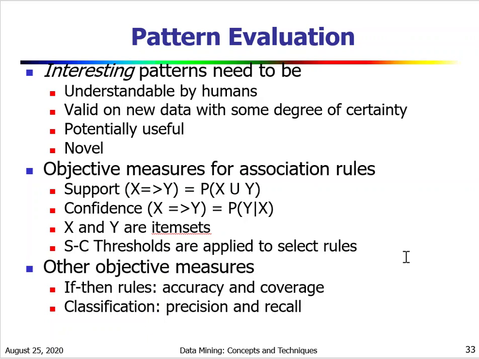We mentioned, and now we emphasize again, interesting patterns need to be potentially useful and they should be novel. It's not already known. And also we want it to be valid. Under the context of data mining, the prediction models, we want the result to be valid on new data with some degree of certainty. We test the data on the current examples, but how do we know if the system is going to give us similar performance if we give it an entirely new data set?